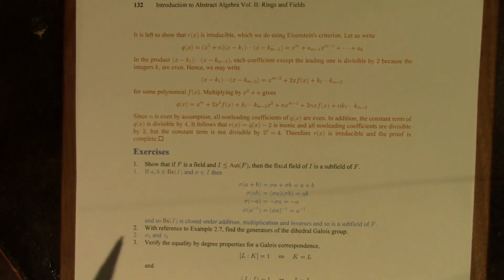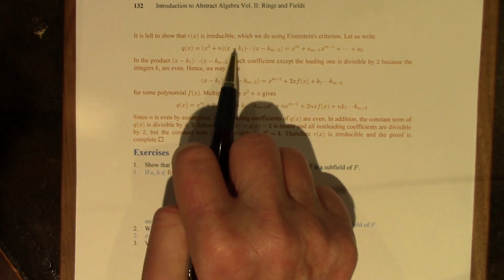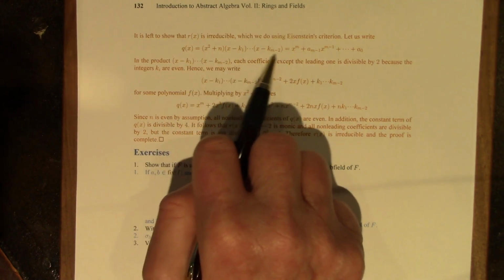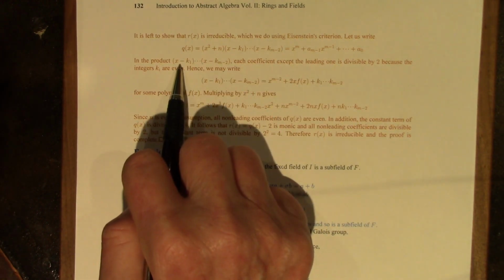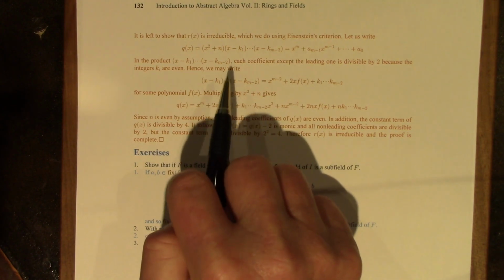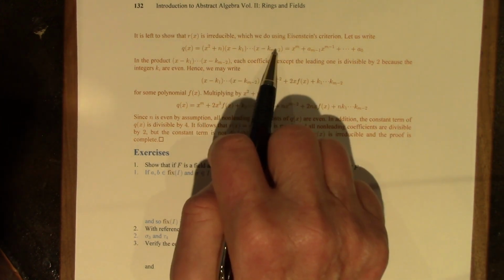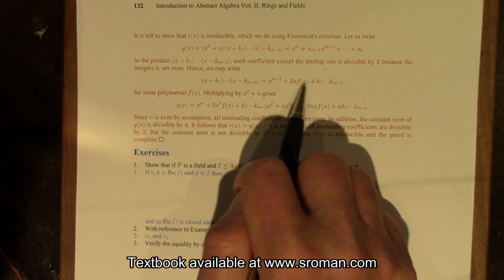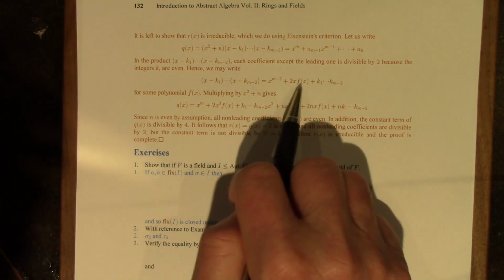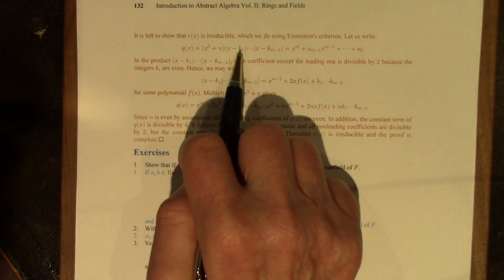All we are left with now is showing that R of x is irreducible. We know it has exactly two non-real roots. Well, Eisenstein's criterion will help. So let's write Q of x. This is what it's defined by, and write it out in the normal standard notation for a polynomial. In this product of the linear factors, each coefficient, except the leading one, which is equal to 1, is divisible by 2 because the ki's are even. So we can write this product as x to the m minus 2 plus twice x, pulling out an x here, f of x. F of x is some polynomial. Point is, it's divisible by x.